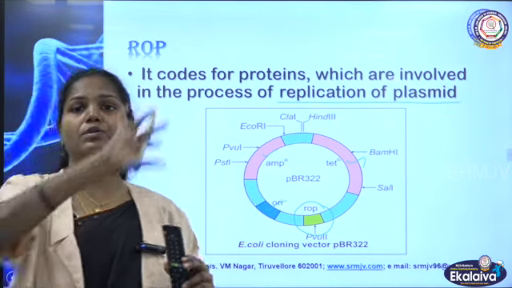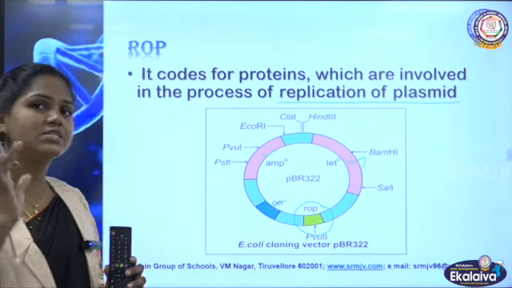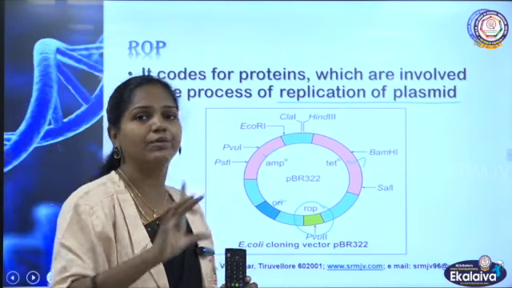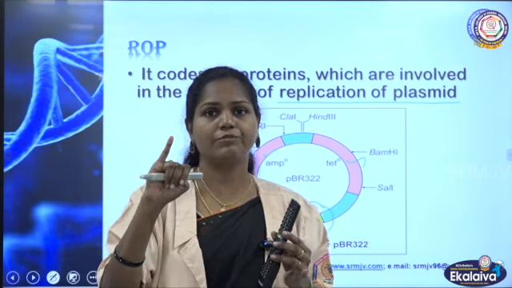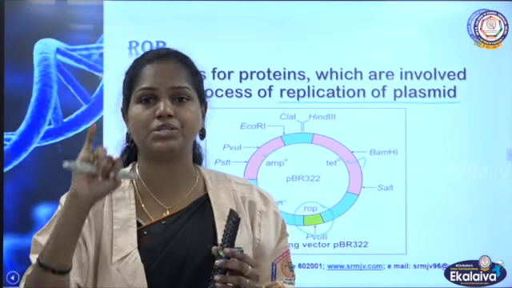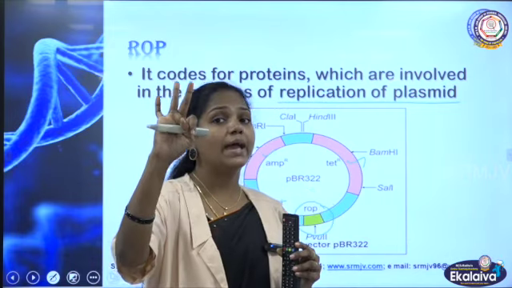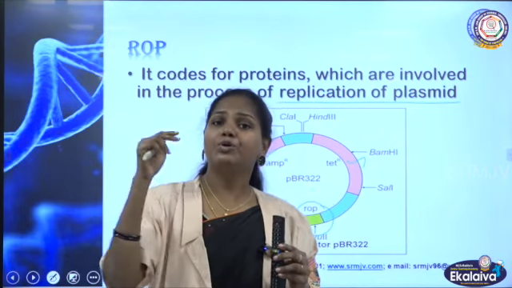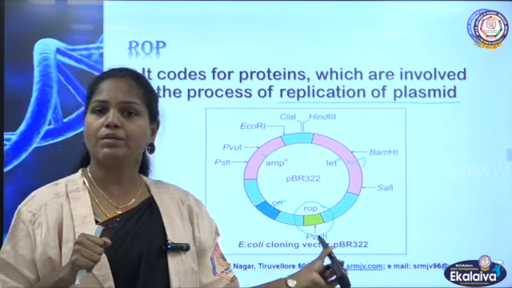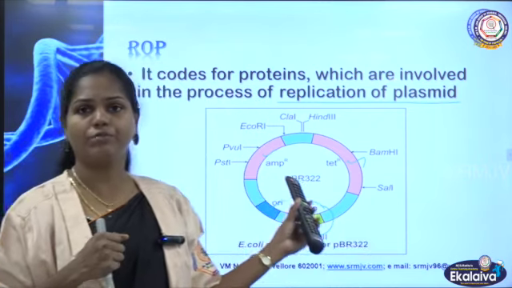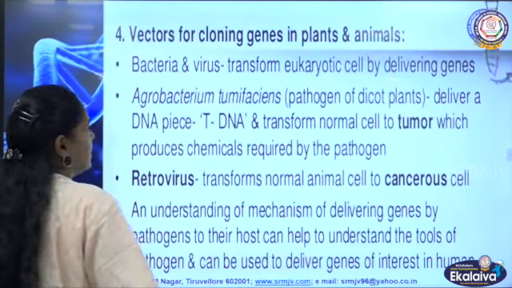So this is about the parts of our pBR322. Like this, each and every cloning vector will have its own parts, that is, common parts. They should have an origin of replication to start replication, a selectable marker to select our transformants, a cloning site to insert our foreign gene, and ROP to take care of the replication of the plasmid. So this is about the features of our plasmid DNA.